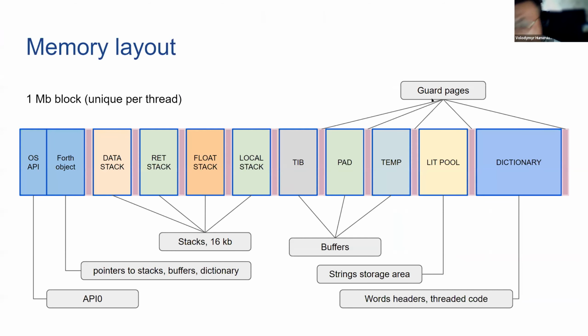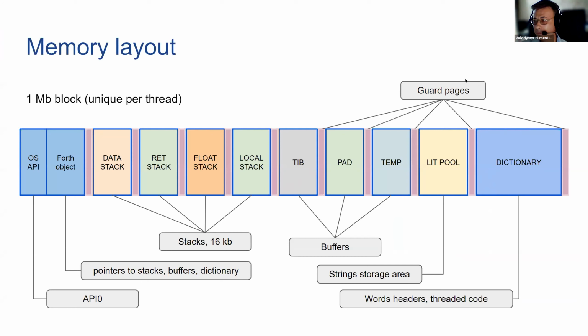This is the memory layout of the system. It is a single 1 megabyte block of allocated memory. It is, by the way, unique per native thread. So if you create a new thread, every thread gets its own Forth system, but the dictionary is shared.